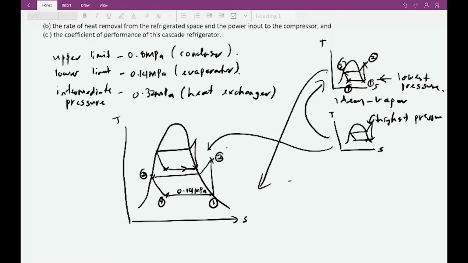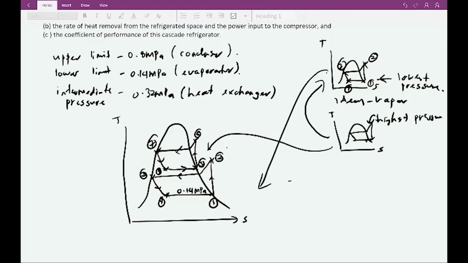Right, this should mean state number 5, 6, this is 7, and this is 8. Okay, so both cycles operate in the counterclockwise direction, where it starts from the compressor and then goes to the condenser, expansion valve, and the last one is the evaporator.